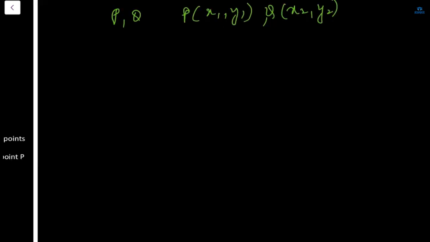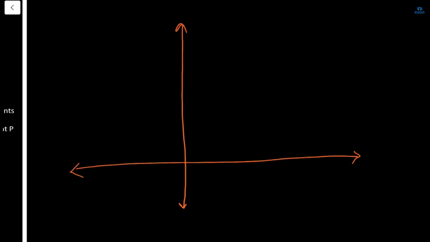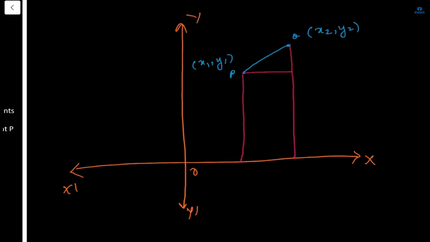First we'll draw the figure here. Now you have 2 points. I'm taking P here, Q here. P I will take as x1 comma y1 and Q as x2 comma y2. Now we are going to find this distance, so I'm joining it from here. Since point P is x1 comma y1, this distance will be x1 and this distance will be y1. Similarly, this distance will be x2 and this distance will be y2.